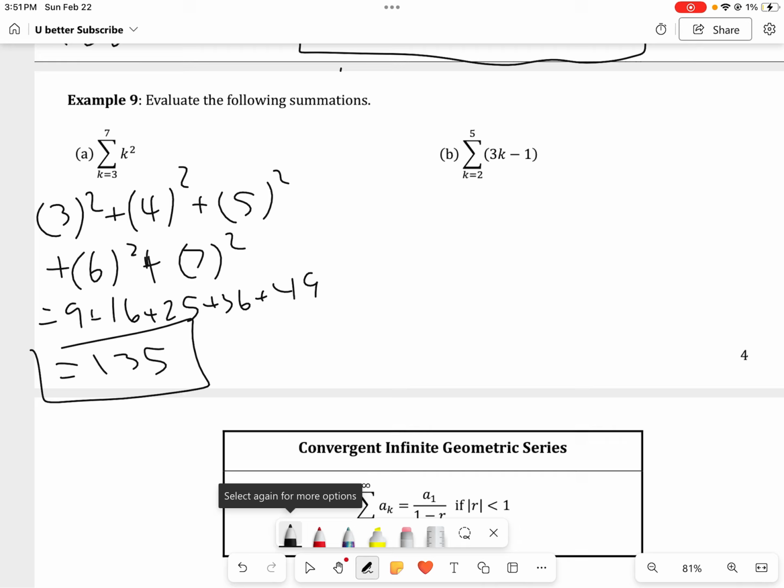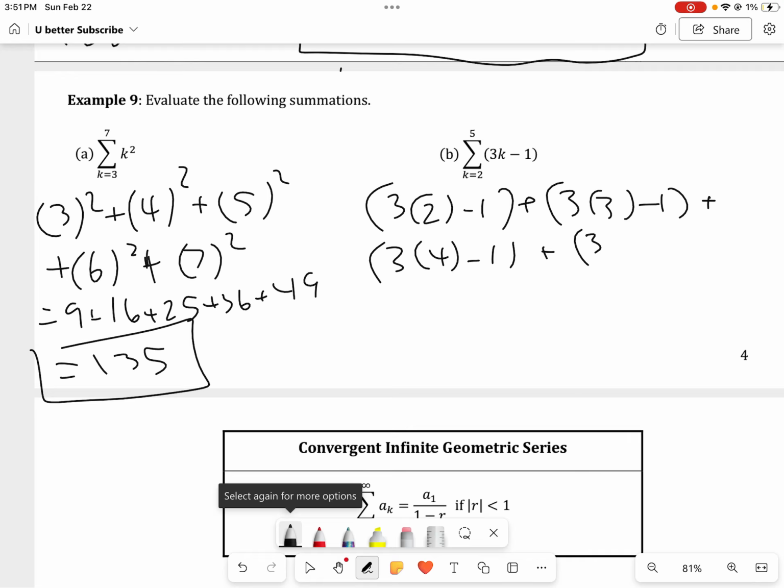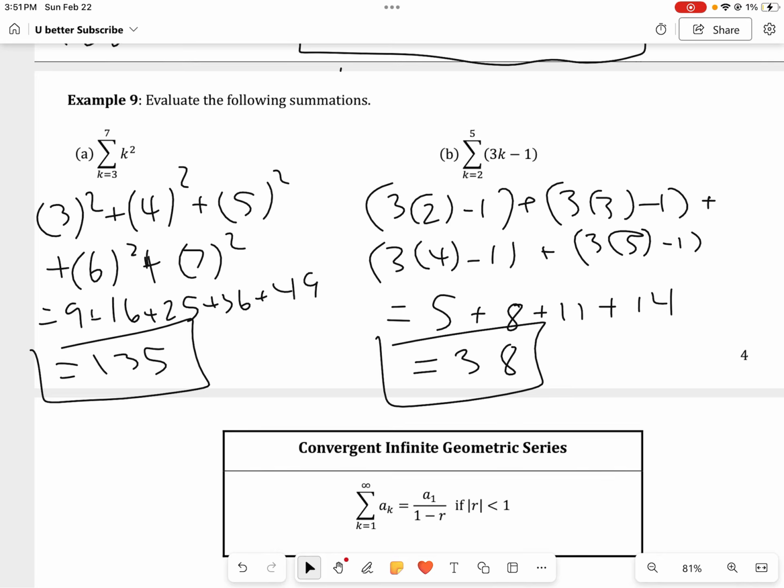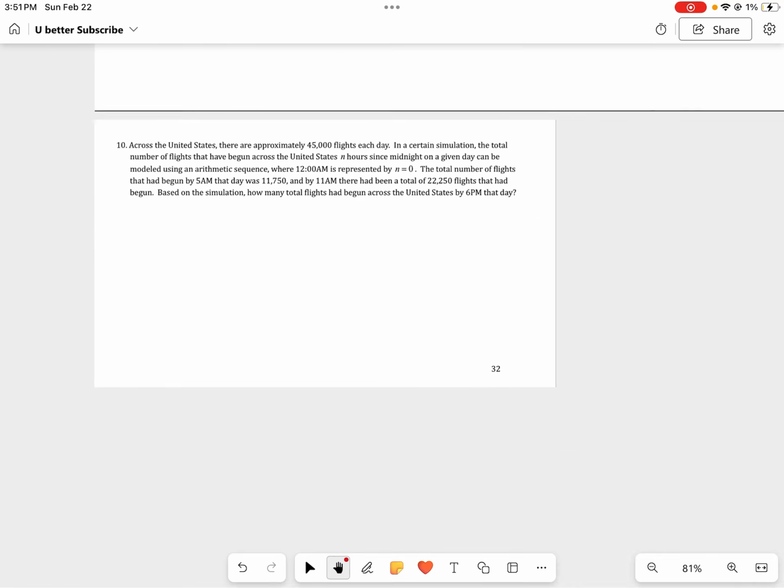This one's going to be a little stranger because it's more of a complex equation. But we're still substituting k. So this will be 3 times 2 minus 1, plus 3 times 3 minus 1, plus 3 times 4 minus 1, plus 3 times 5 minus 1. That simplifies out to 6 minus 1 is 5, 9 minus 1 is 8, 12 minus 1 is 11, 15 minus 1 is 14. So that just gets us to 38, and that is the summation. Okay, so summation's not hard. I don't know why that one is so small.